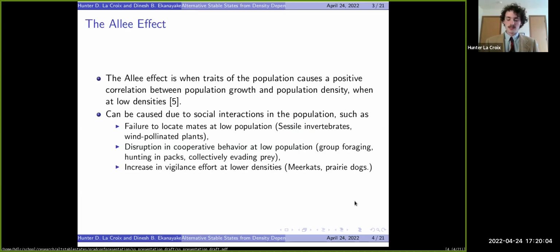The Allee effect is when traits of the population may cause a positive correlation between population growth and population density at low densities. For example, higher population means that there's a more likely chance that mates will locate each other, which raises the birth rate. And the opposite is also true. A raise in the birth rate will also raise the growth in population. So right there, there's a correlation between population growth and population density. This only occurs at lower densities. Otherwise, there's a kind of runaway effect. There are some other social interactions that can cause this as well, but we'll dive into that later.